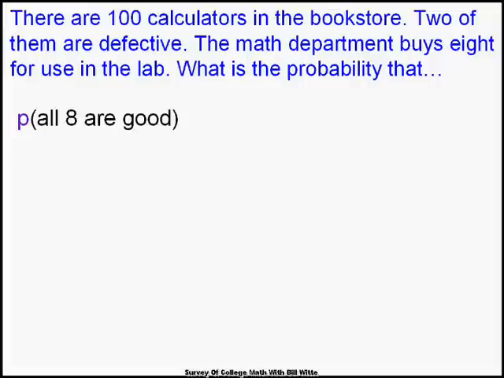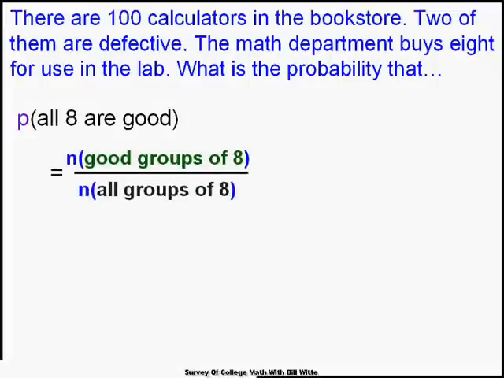Well, we've got to stick with our definition here. Have some discipline. Don't just jump into 8 over 100, because that's not the case. It's the number of possible good groups of 8 over the number of all groups of 8, and we're drawing from 100, remember. So our sample space is going to be a combination of 100 calculators taken 8 at a time. That includes the goods and the bads.